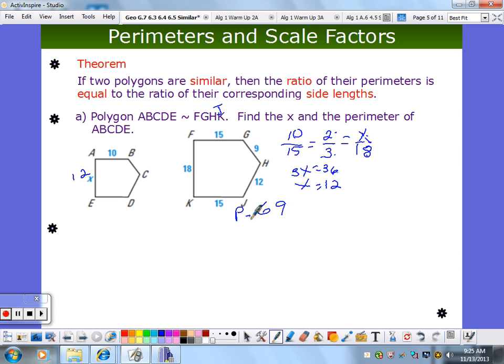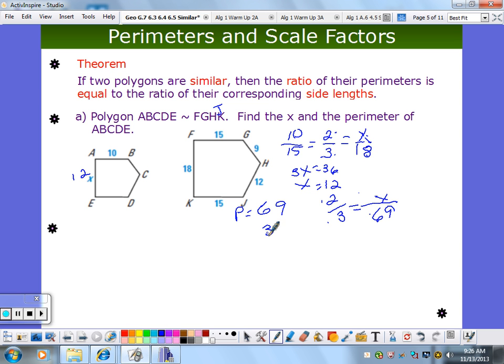So if this perimeter is 69, can I find this one? Well, again, it's going to be in the same ratio. Now, where does that 69 go? The top or the bottom? Well, let's see. The 2 and the 3, right? This is the small to the big. Which one do I know? The big one's perimeter. So that means that the small perimeter is up here. That's what my unknown is.